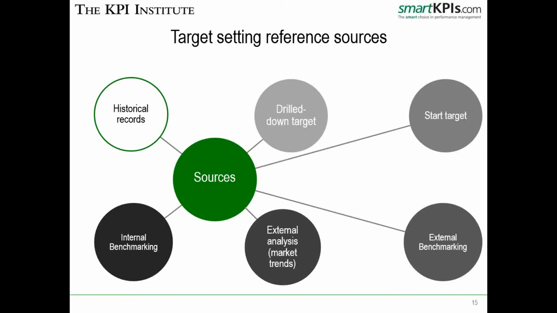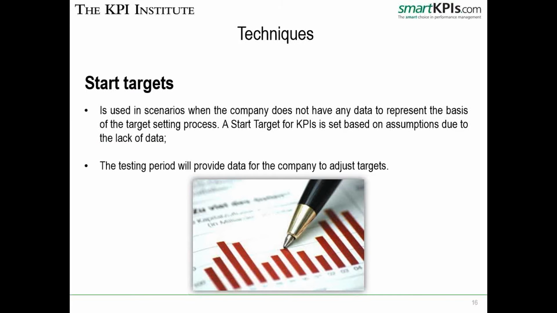Now, another way to establish targets is to start these targets. For a certain number of KPIs, we don't have any sort of data. Usually, studies showed that around 20% to 30% of the KPIs which are established in the first place don't have targets for them, and we might not have internal and external benchmarking data available. So in this case, it's a matter of starting a target from thin air.